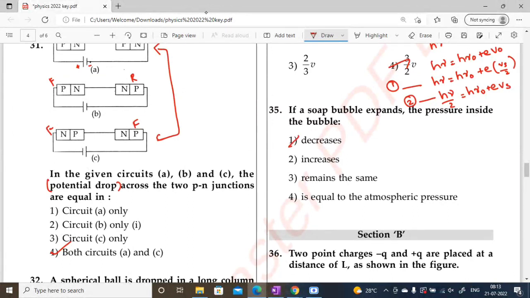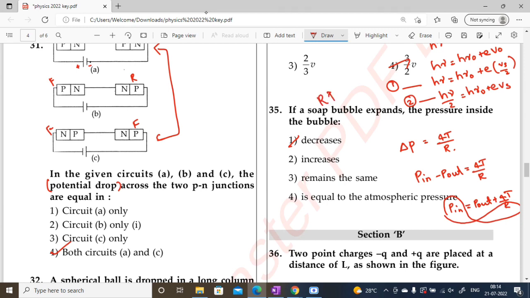We know that the excess pressure inside a soap bubble is delta P, which is 4T by R. This delta P is nothing but my inside pressure minus the outside pressure, which equals 4T by R. If you want to find the pressure inside, it is P out plus 4T by R. If you resolve this relation, P inside is inversely proportional to the radius. If the soap bubble is expanding, the radius is increasing. If the radius is increasing, the pressure is reduced. So pressure is decreased, right?